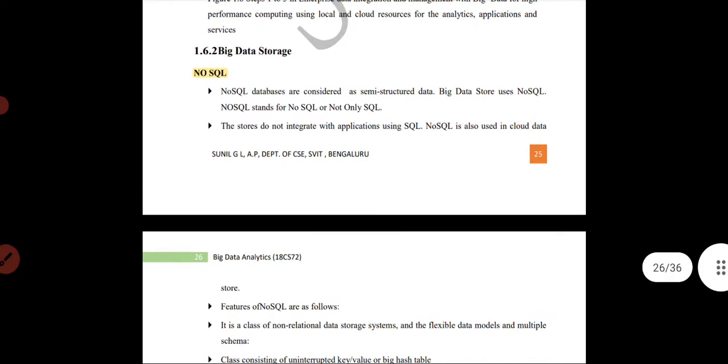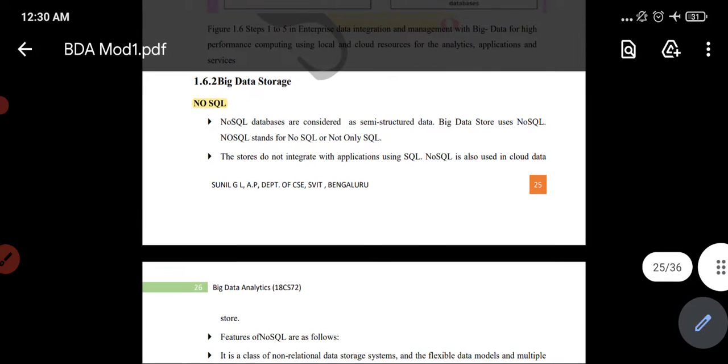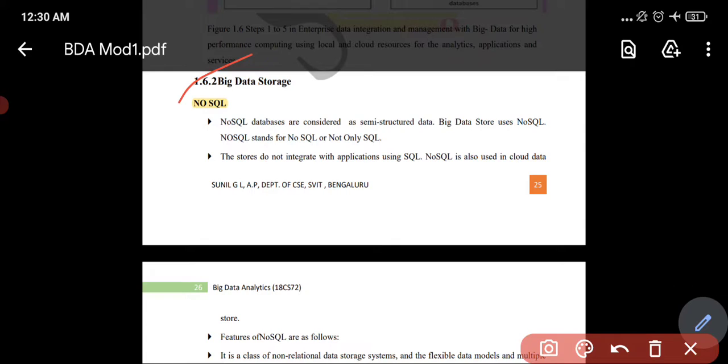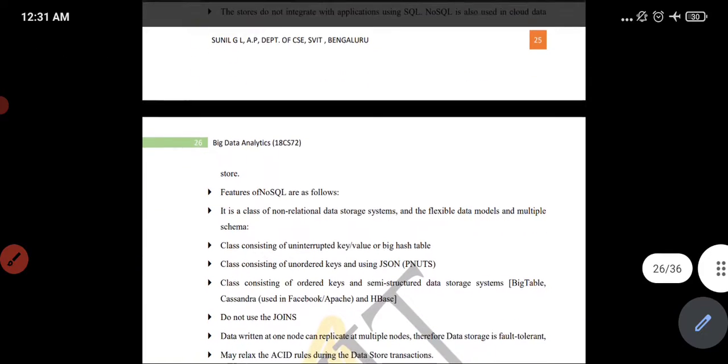So now we have learned the traditional system. Now we are moving on to big data storage. In big data storage, you will learn about NoSQL. NoSQL is nothing but not only SQL. Here semi-structured data will be used, and it does not integrate with the application using SQL. NoSQL is also used in cloud data store, and the features of NoSQL are as follows.